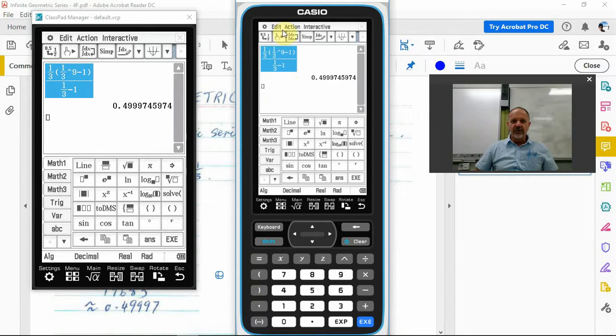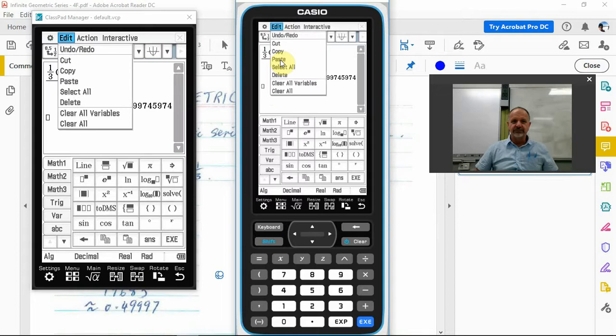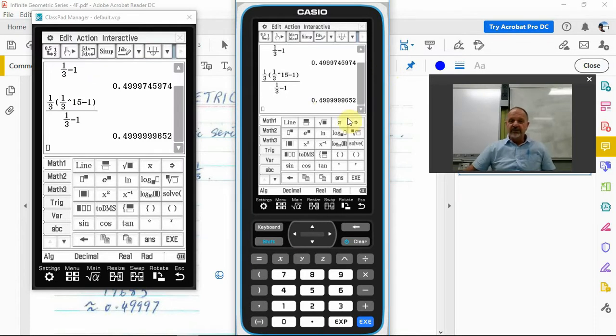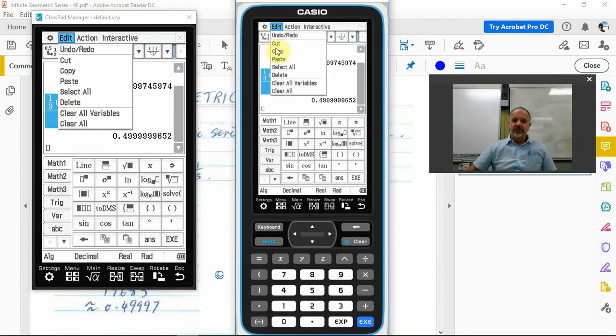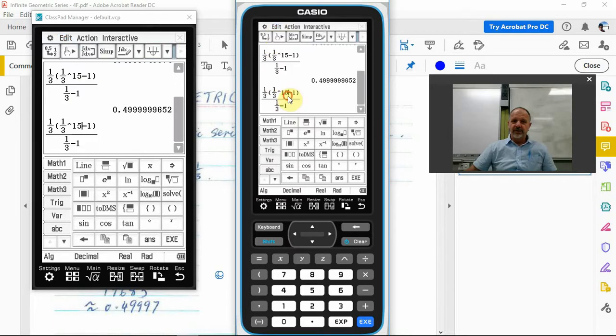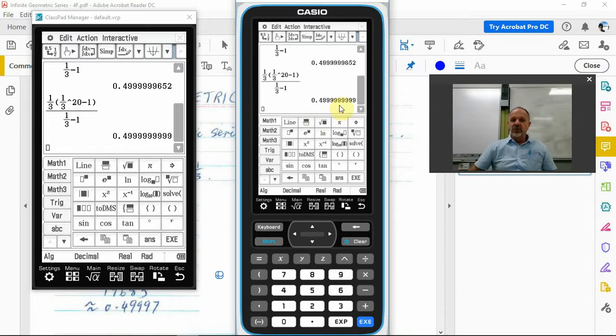Now, I'll show you something in your calculator. You can take all of that and go edit, copy, paste, and I'll paste it down here. Say, for example, we change that and say we want the sum to 15. And then we do that. Have a look at that. Now we've got some more 9s. Say we go bigger again. Copy that, put it down here, paste. Let's go to 20 now. And we've got even more 9s now.